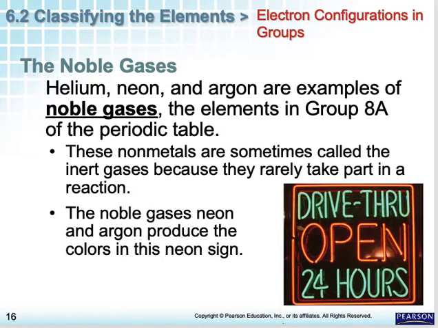Another family or group that I want you to know is the noble gases. Helium, neon, argon, krypton are examples of noble gases. That is group 8A on the periodic table. These are nonmetals, and they are called inert gases or noble gases because they do not react or take part in reactions. Xenon is one exception, but we have to work really hard to get it to react.